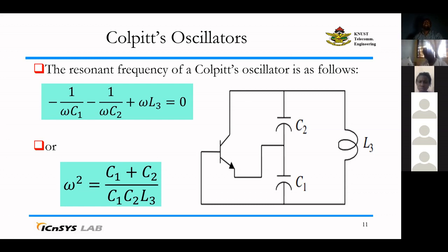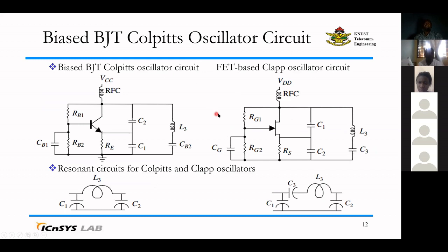At resonance, the sum of the reactances equals zero, and then we can find an equation for the resonant frequency in a similar way. And this is also a bias Colpitts oscillator. Again, you have VCC, the RFC, the capacitor block, and there's another capacitor block here.